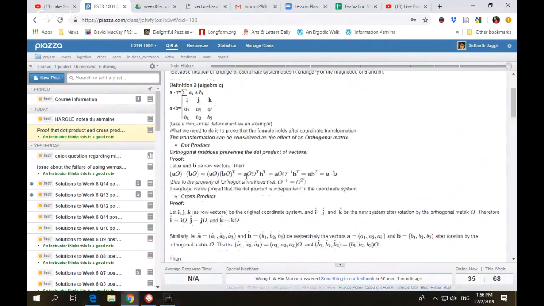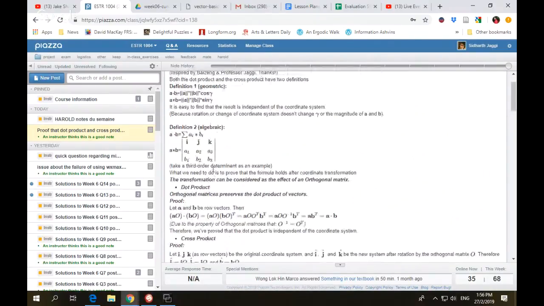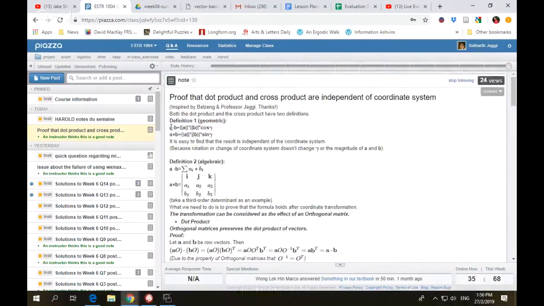Oh, actually, I missed a step here. First of all, the geometric definitions clearly remain the same, right? If you fix two vectors, A and B, their lengths are going to remain the same, their angles are going to remain the same. Therefore, both these magnitudes will remain the same, because the lengths and the magnitudes will remain the same, and the directions will remain the same.